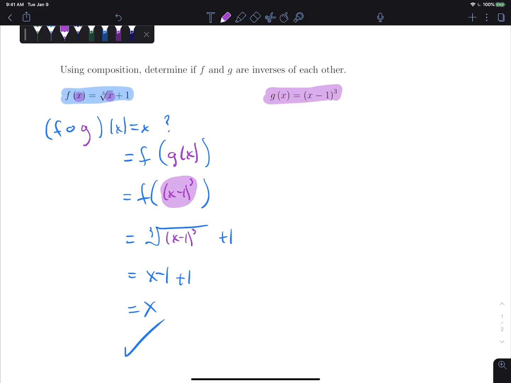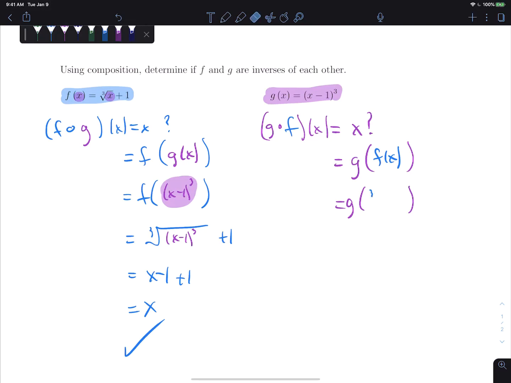Now let's go in the reverse direction. We want to know, what is g composed of f of x? And we're hoping that that's equal to x. So we want to look at g of whatever the entire f of x function is. So I'm going to replace the f of x function with the cube root of x plus 1. Careful there. That means I'm going to take whatever's here and replace in the g function all the x's with whatever I see in the parentheses there.